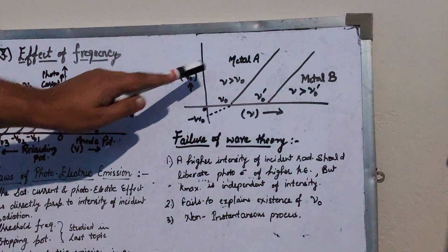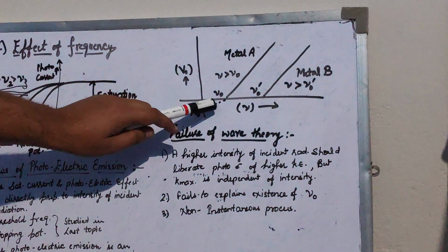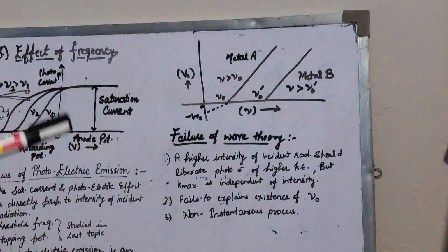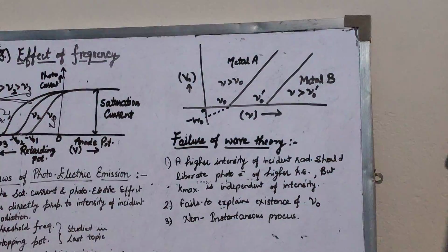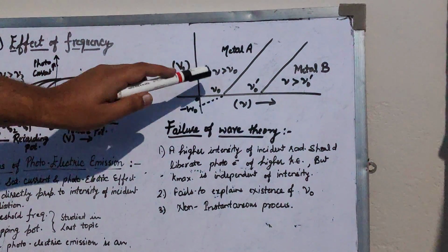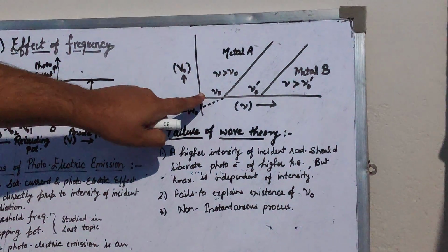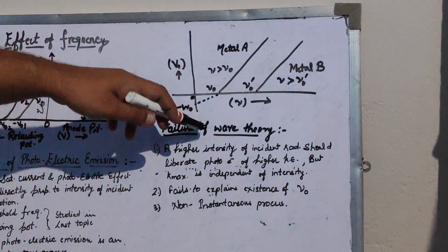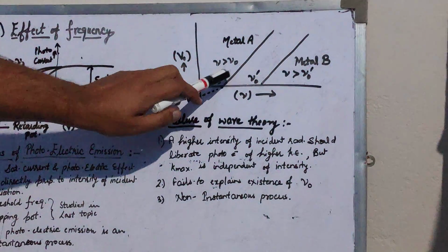The first fact revealed from the graph is that the maximum kinetic energy of the photoelectron increases linearly with the frequency of the incident radiation, and it is independent of intensity, as we studied in the effect of intensity, first point. The next point is the threshold frequency. What is threshold frequency? There exists a certain minimum cutoff frequency for which the stopping potential is 0. So the minimum value of frequency of incident radiation below which photoelectric emission will stop is known as the threshold frequency.